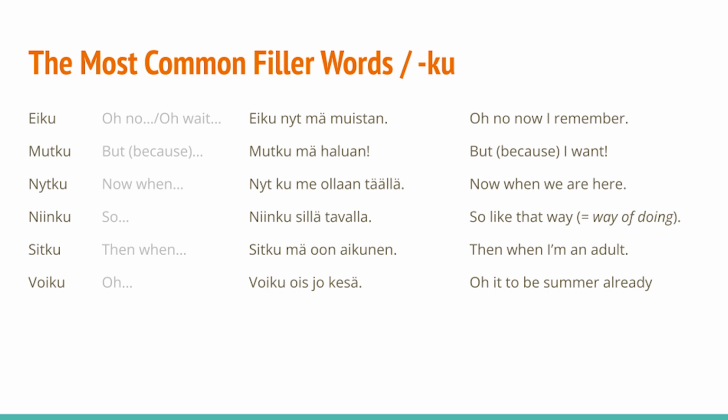One thing that you might notice is that all of them end with the ending ku. It's basically a combination of 2 words. There is eiku, which is technically eikun, mutku, mutta kun, nytku, nyt kun, niinku, niin kuin, sitku, sitten kun, voiku, voi kun. They are basically 2 words that have been shortened and then put together.